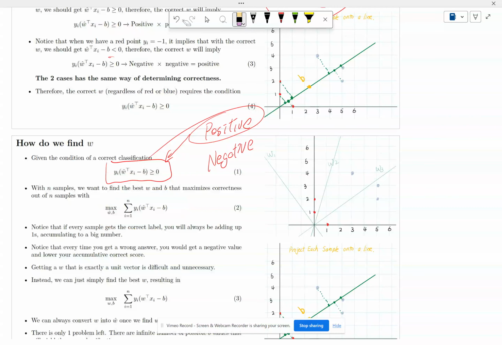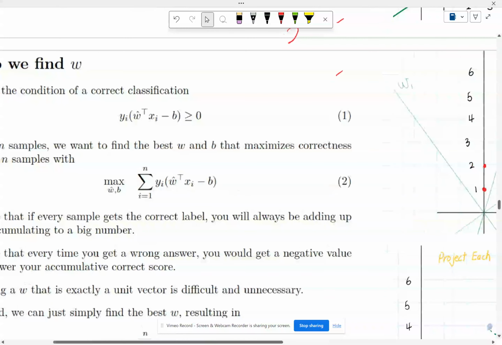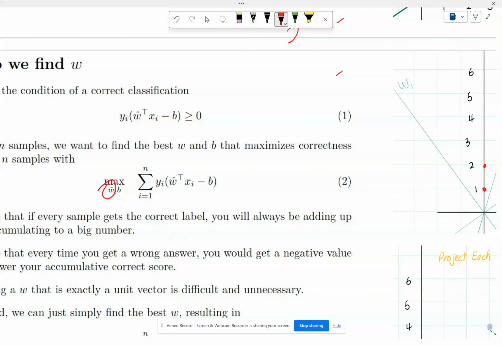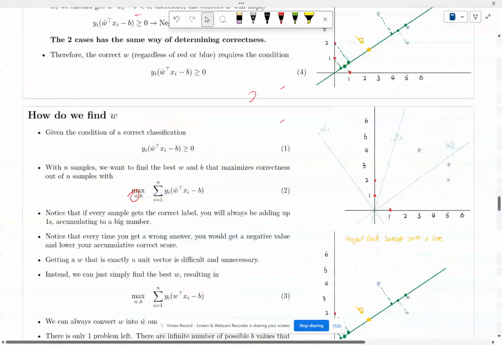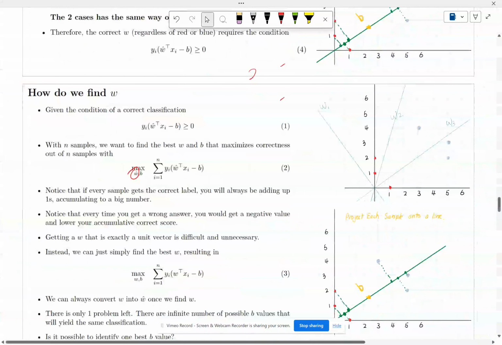Okay, notice that every time you get the wrong answer, you will get a negative value, which will lower your cumulative score for correctness. All right. Now, there's a problem here. If we want to find the optimal normalized vector, that gets kind of hard, right? It's not easy to find a normalized vector, right?